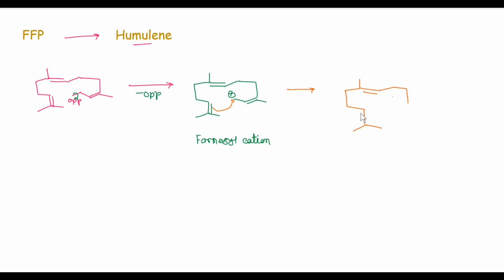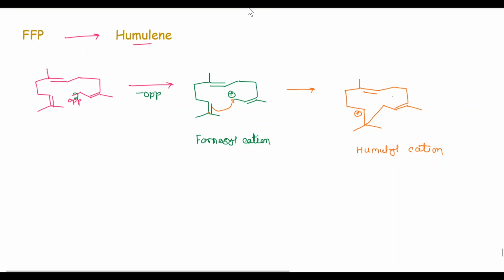In the next step, this double bond attacks this carbocation and we get a double bond here, a positive charge here, a double bond here, CH3 here, another CH2 here, and this bond is bonded to this carbon atom. That means the attack takes place by this carbon atom and we get this cation, and this cation is called the humulene cation.